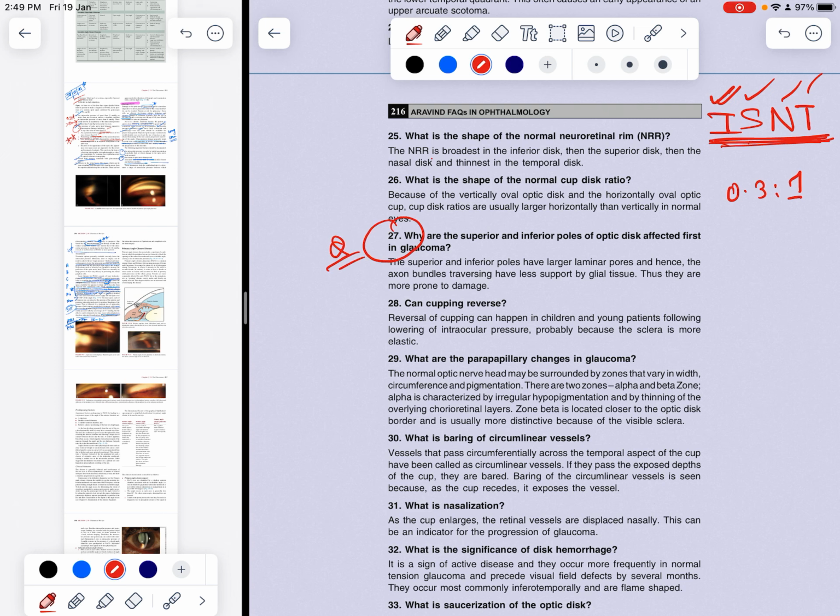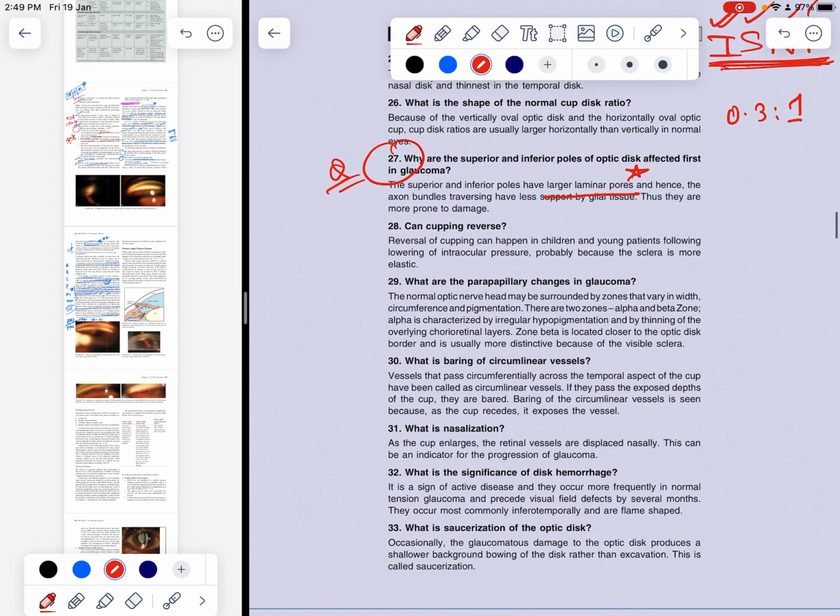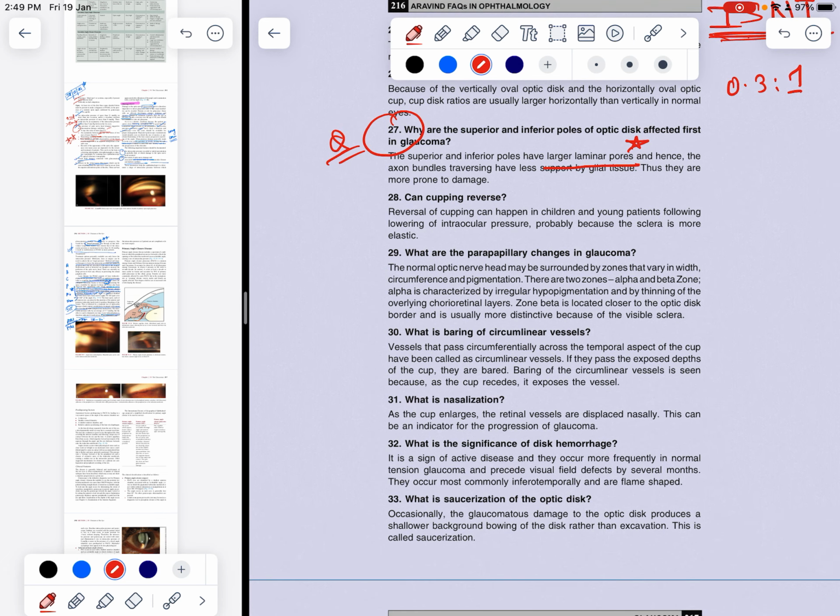This is an important question. Why are superior and inferior poles affected first? Because they have larger laminar pores. One word answer. Can cupping reverse? Cupping can reverse in children and young patients following lowering of IOP because of the elasticity of sclera. So the word is elasticity.